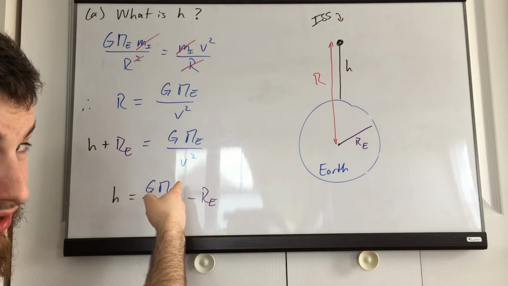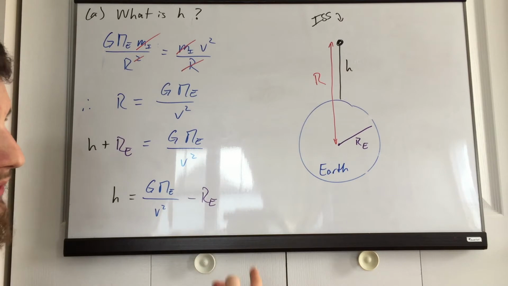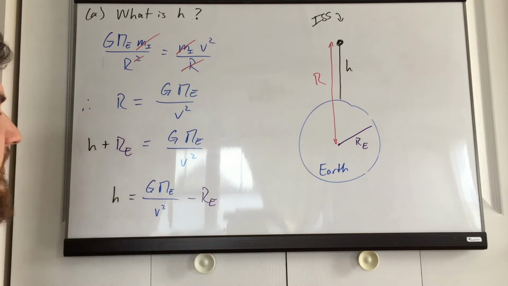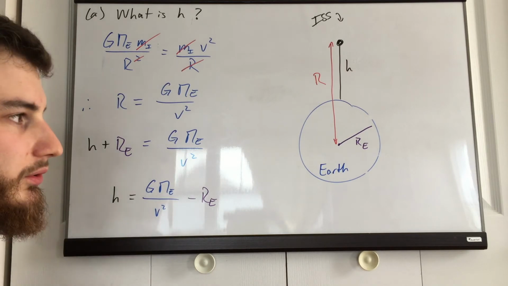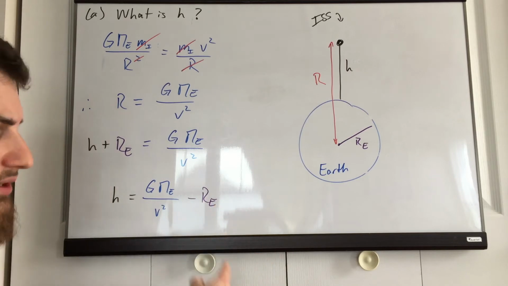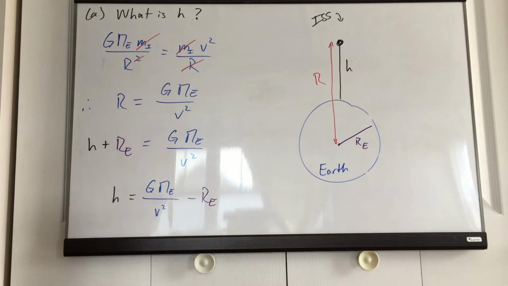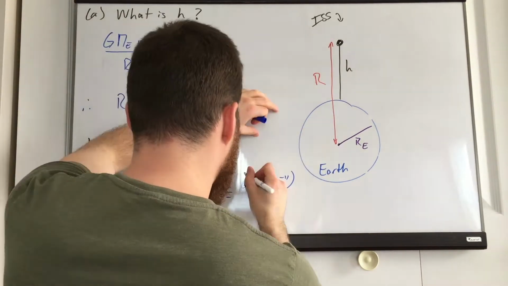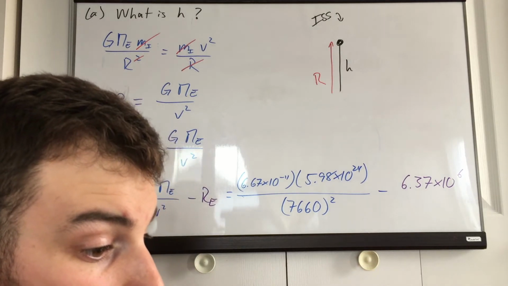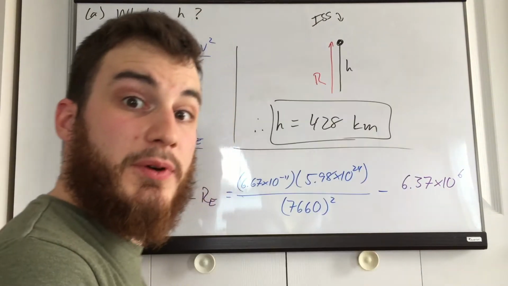where m_E is the mass of the Earth, 5.98 times 10 to the 24 kilograms. v squared is the speed of the International Space Station around the Earth, that's 7.66 kilometers per second. G is the universal gravitational constant, 6.67 times 10 to the negative 11, and R_E is the radius of the Earth, 6.37 times 10 to the 6 meters. You plug all of these numbers and you get the following. Do all of this and you should get 428 kilometers, and that's part A.